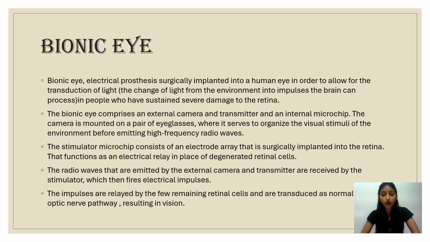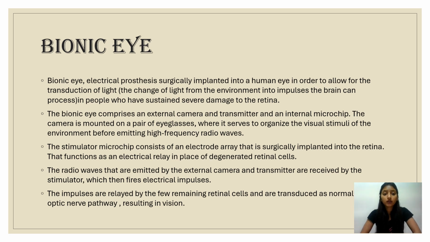So now let's see the bionic eye. The bionic eye is an electrical prosthesis surgically implanted into a human eye in order to allow for the transduction of light in people who have sustained severe damage to the retina. The bionic eye comprises an external camera and transmitter and an internal microchip. The camera is mounted on a pair of eyeglasses where it serves to organize the visual stimuli of the environment before emitting high-frequency radio waves.